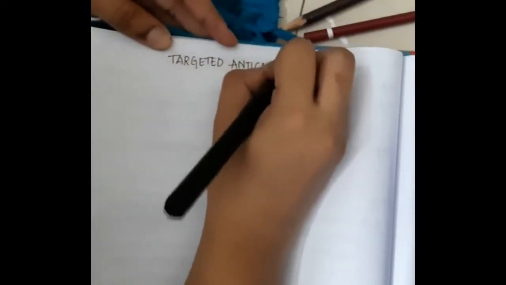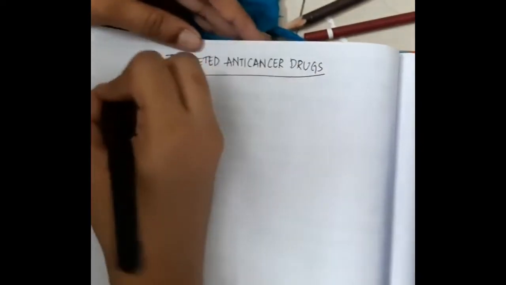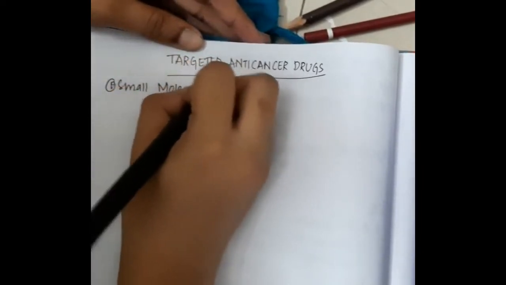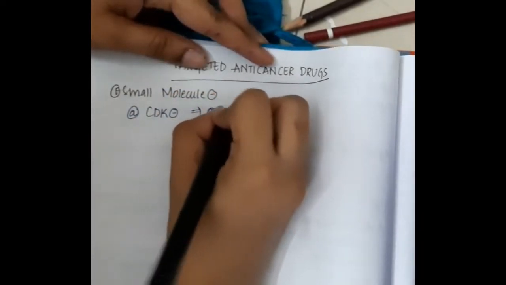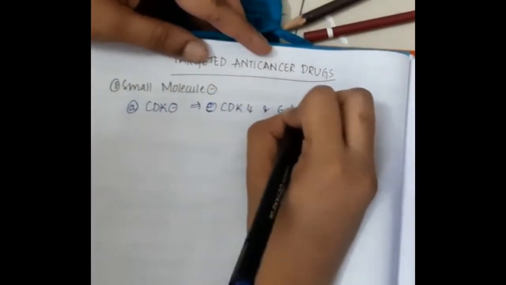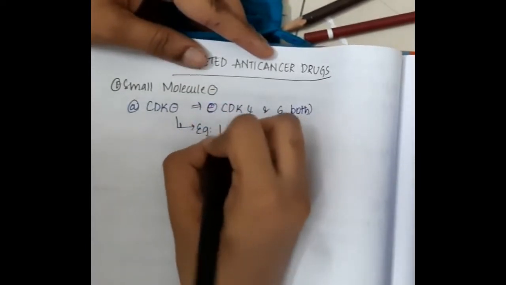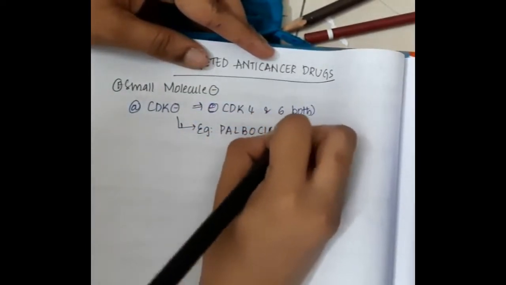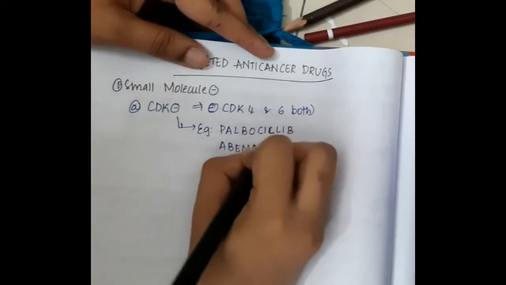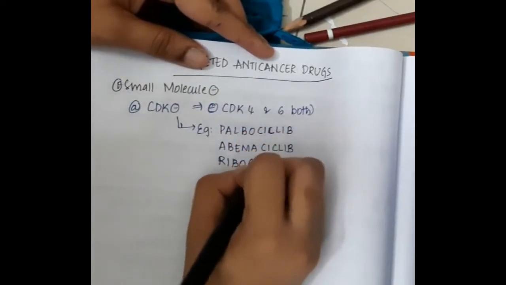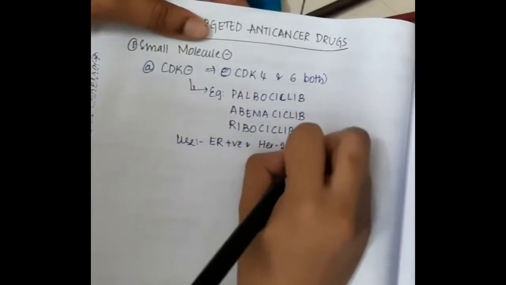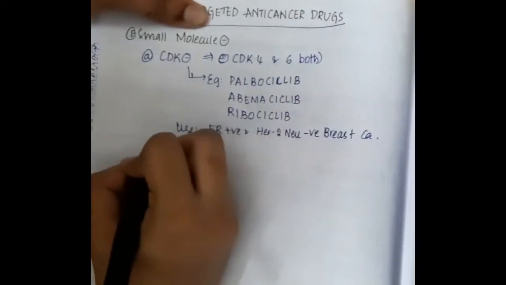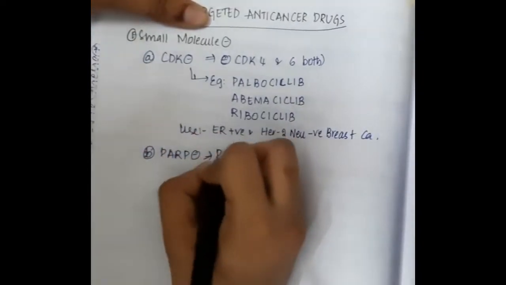Then we have targeted anti-cancer drugs. The targeted anti-cancer drugs include, first, small molecule inhibitors. These small molecule inhibitors are CDK4 inhibitors, which inhibit both cyclin dependent kinase 4 and cyclin dependent kinase 6. Examples of CDK4 inhibitors are palbociclib, abemaciclib and ribociclib. It is used in ER positive and HER2 negative breast carcinoma.